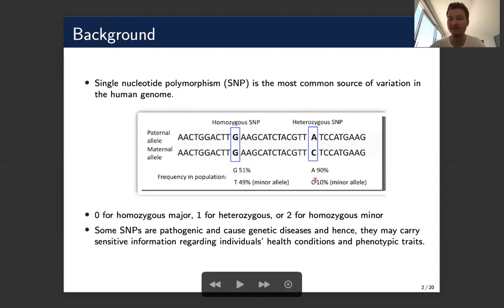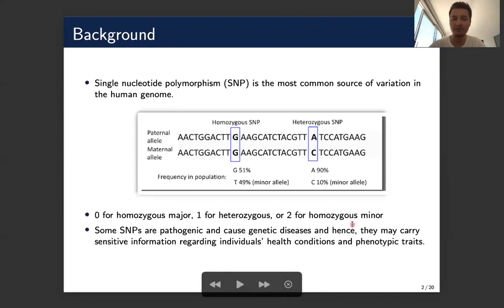We categorize these DNA positions in terms of the number of minor alleles that each position has. For example, 0 represents the homozygous major, where two major alleles occur in the same position. 1 is for heterozygous, where a position contains one minor allele and one major allele. And 2 is for homozygous minor, where that position has two minor alleles.